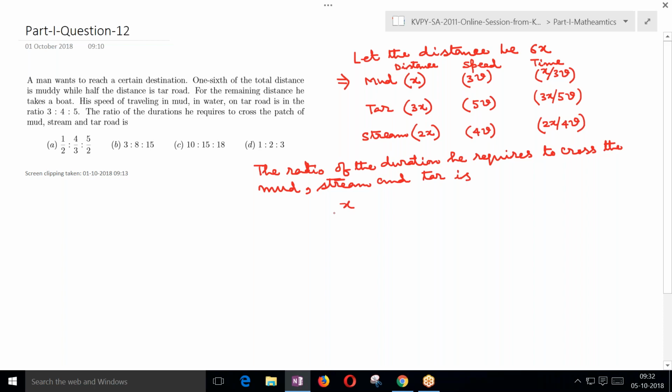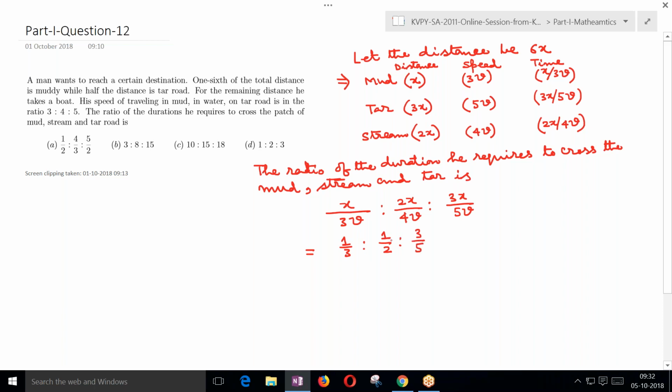x by 3v is to, stream is what? 2x by 4v is to 3x by 5v. So that is equal to what? We can take x by v out, as it is a ratio. So that is equal to 1 by 3 is to 1 by 2 is to 3 by 5.